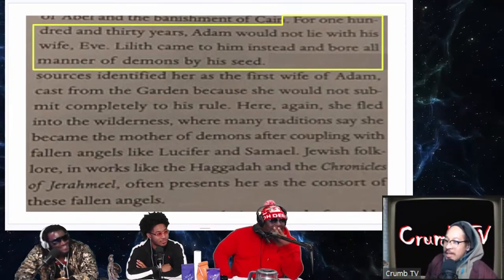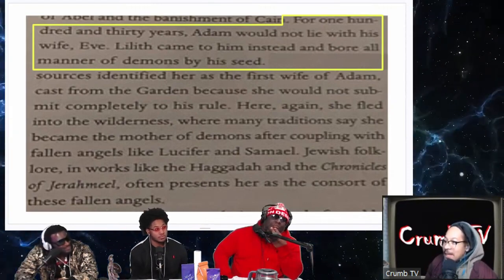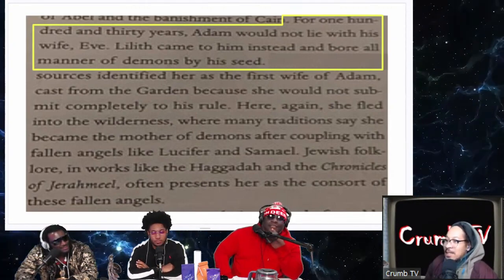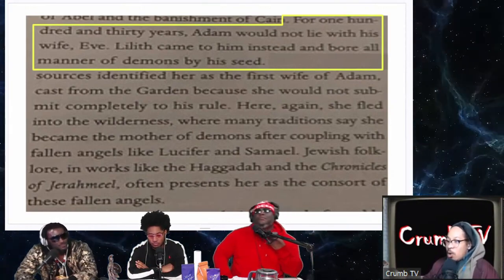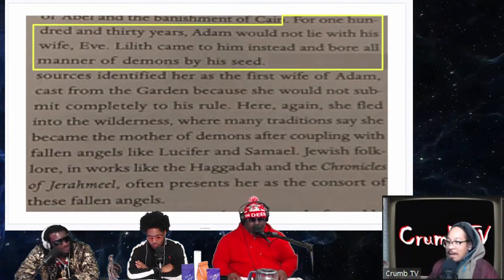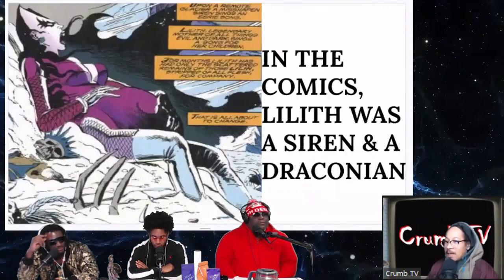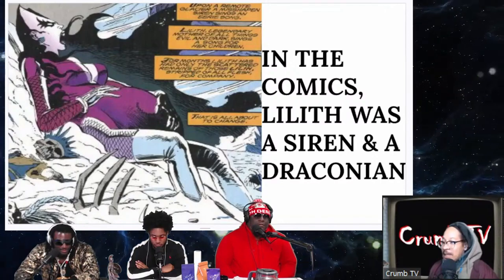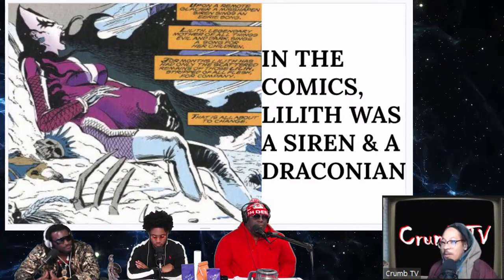For 130 years, Adam would not lie with his wife, Eve. Lilith came to him instead and bore all manner of demons by his seed. Now, this is right after the Cain and Abel thing had taken place. He was going through it, having troubles with his relationship with Eve, and for that period of time, he was laying with Lilith. Now, in the comics, Lilith was a Siren and a Draconian. I'm going to explain that a little bit later, but I'll just read this little thing real quick.